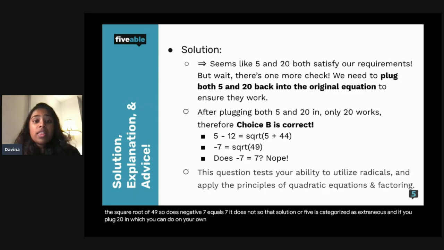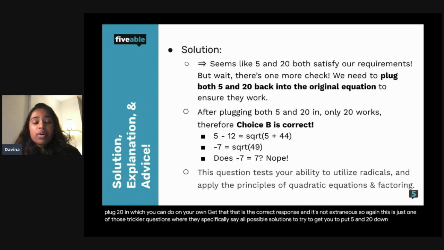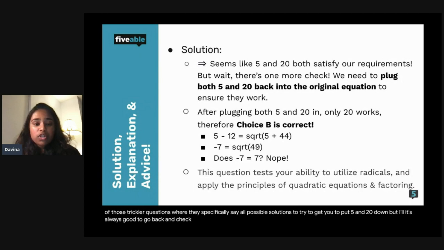And if you plug 20 in, which you can do on your own, you'll get that that is the correct response and it's not extraneous. So again, this is just one of those trickier questions where they specifically say all possible solutions to try to get you to put 5 and 20 down, but it's always good to go back and check your solutions, plug everything back in, and make sure it works before you head on to your next question.